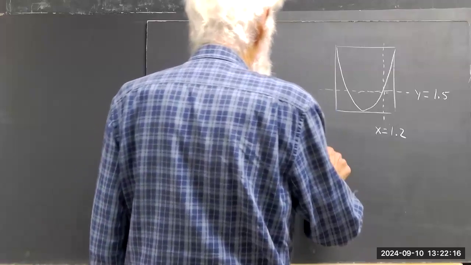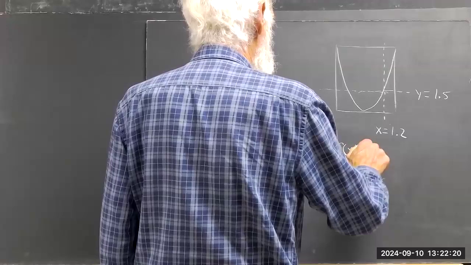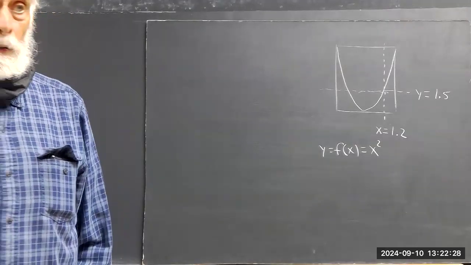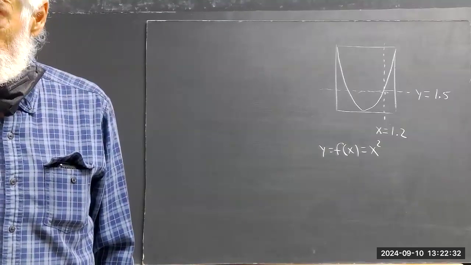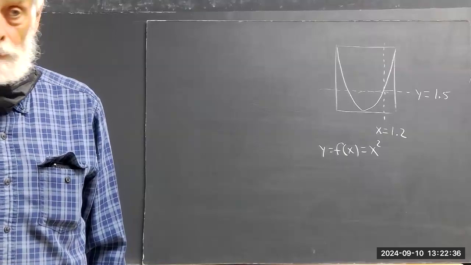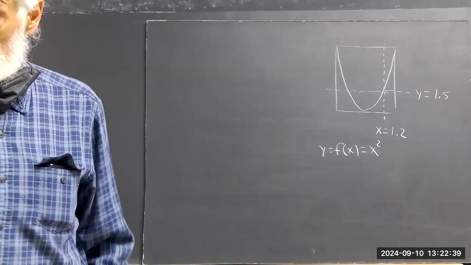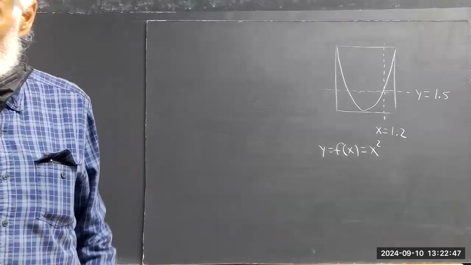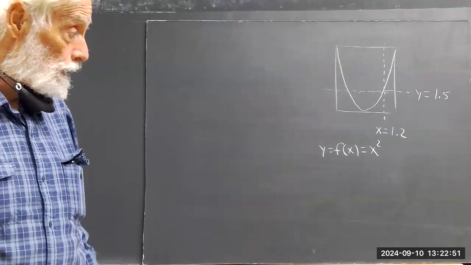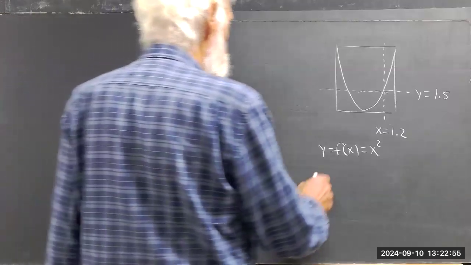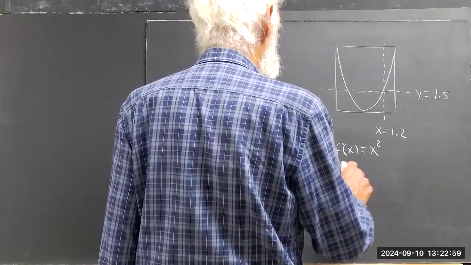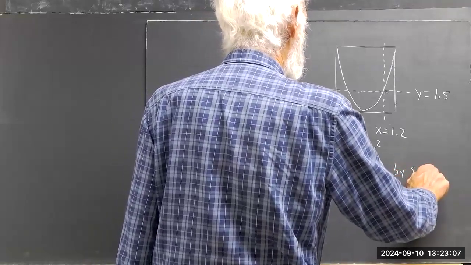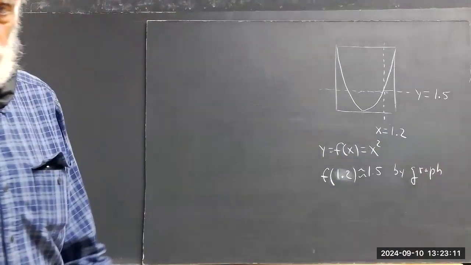So in function notation, as you know from the functions you did, they told you how to calculate the values of these functions. Using a graph, we're estimating it's 1.5, right? We could calculate it, we could put 1.2 in here. Hopefully you could do that without a calculator. That comes up pretty close to 1.5, but not exact. So I'm going to say f of 1.2 is approximately 1.5 by the graph.